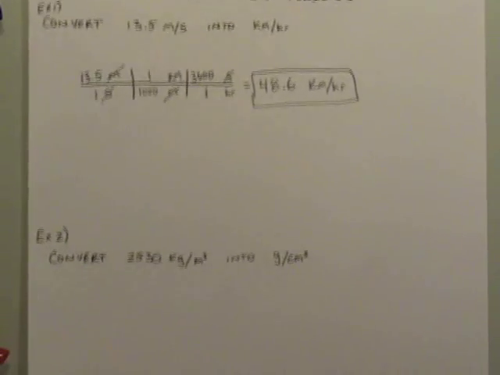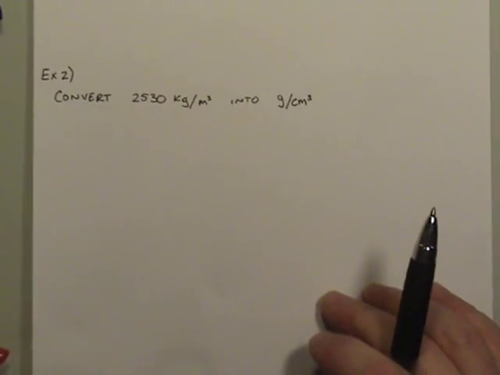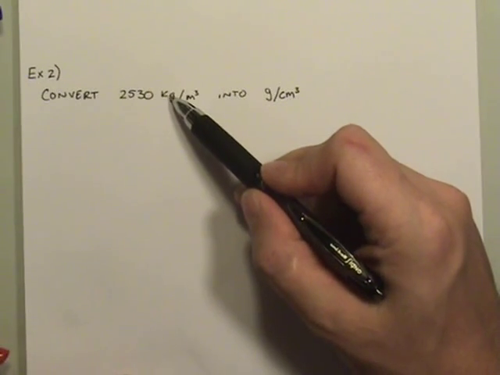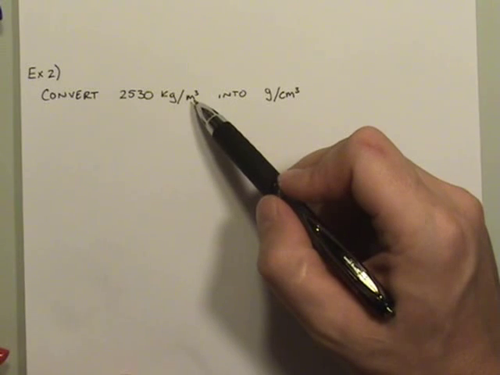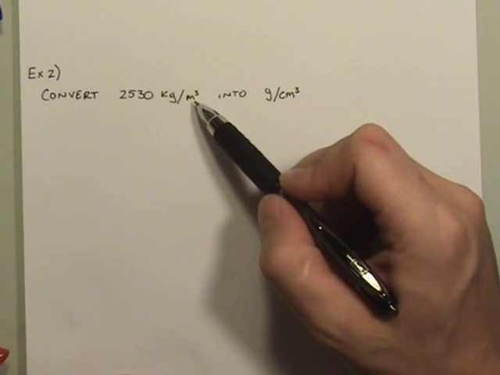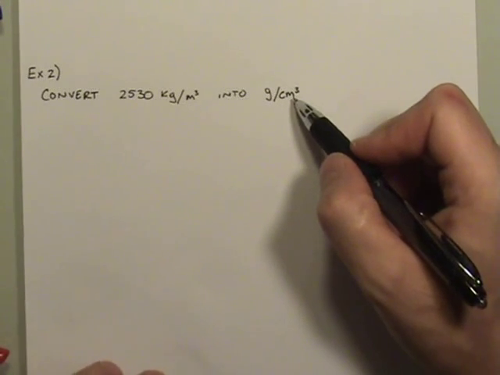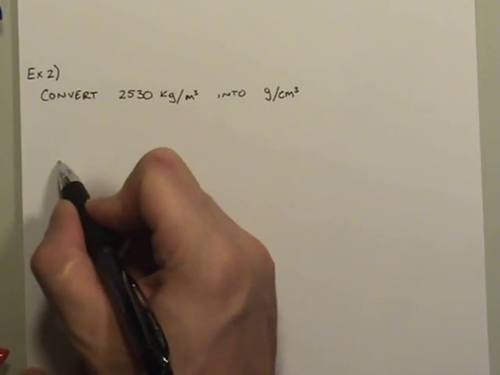So let's look at one that's a little different, and what makes this one even a little bit trickier is that not only are there mixed units, here we have mass and here we have a volume, but the volume is in terms of cubic units, so cubic meters, and I want to go to cubic centimeters. So let's see how this one works out.